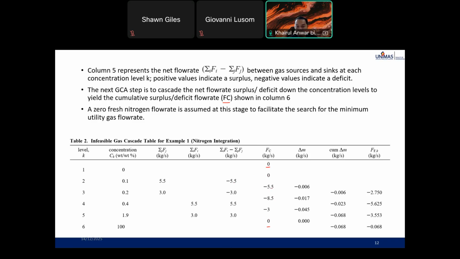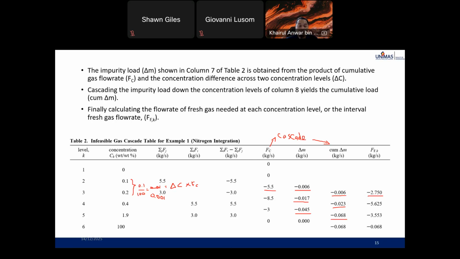0, 5.5, 5.5 plus negative 3, 5.5 plus 1.5, 3, and so on. Next, column 7. So column 7 of table 2.